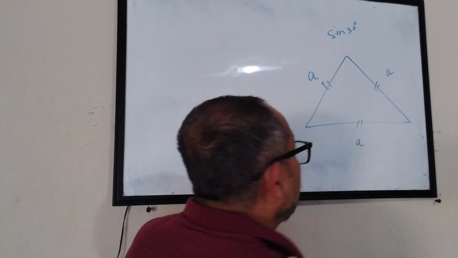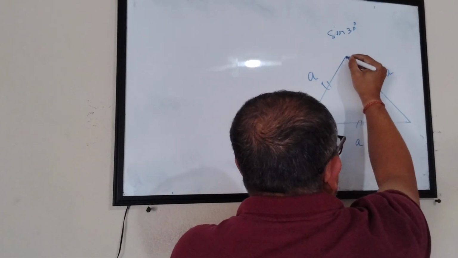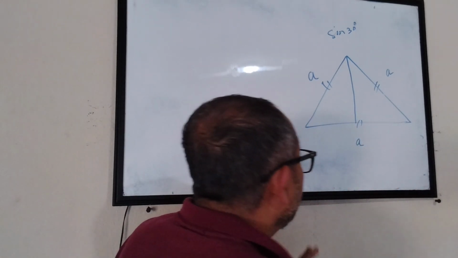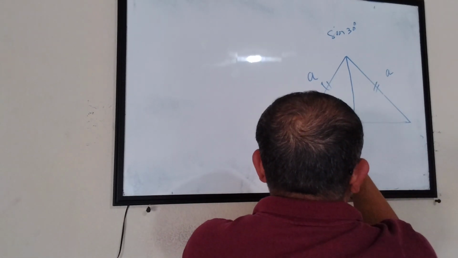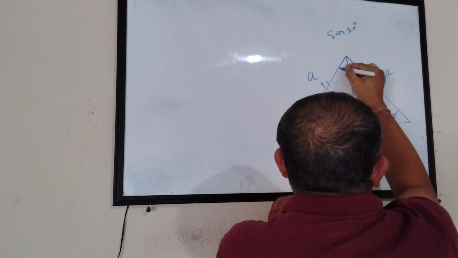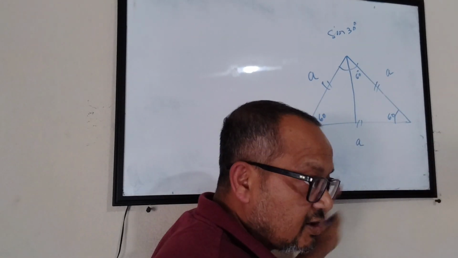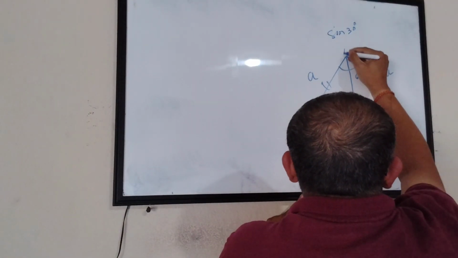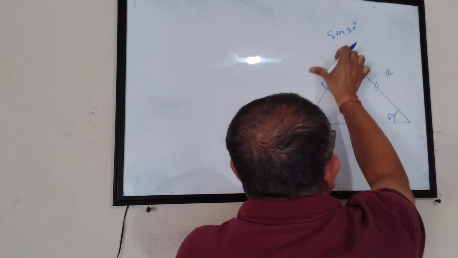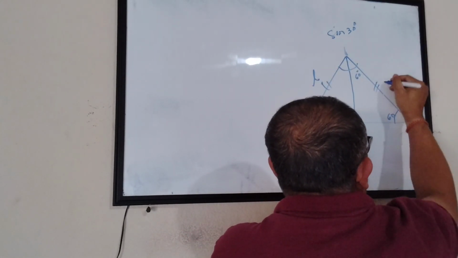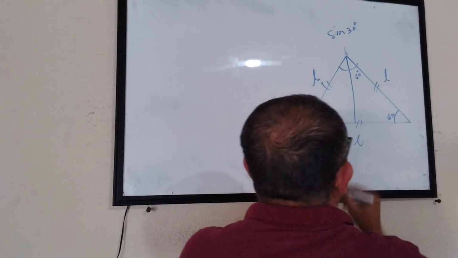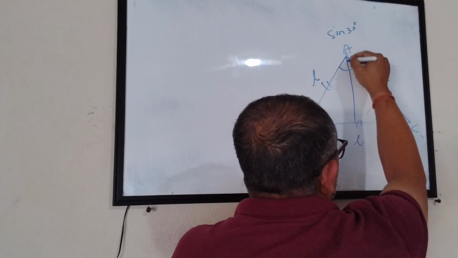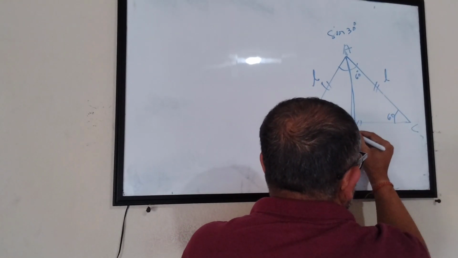Now what we did was, from this vertex we have drawn a perpendicular. Right now this angle is 60, this is 60, and this whole angle is 60 because this is an equilateral triangle. All three angles are the same. Now we have just drawn a perpendicular. So this is A, this is B, and this is C. We have drawn a perpendicular from here to the opposite side. Let's say it meets at D.